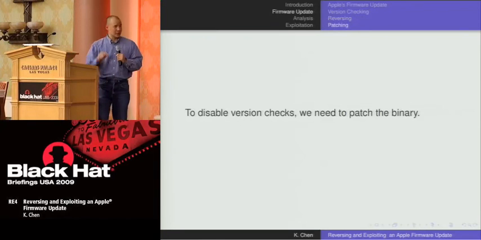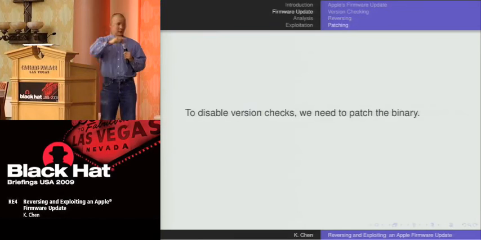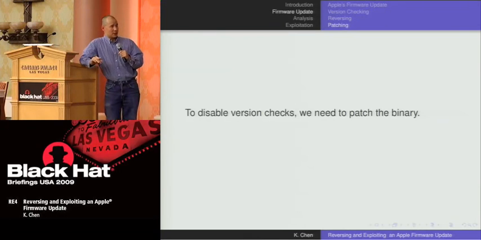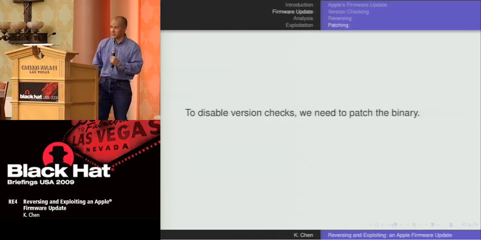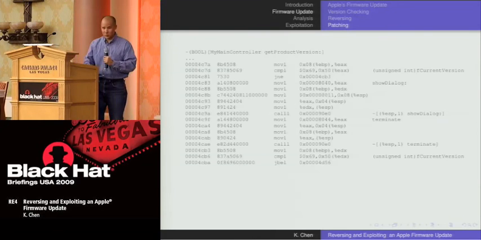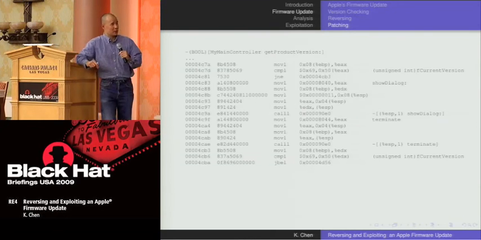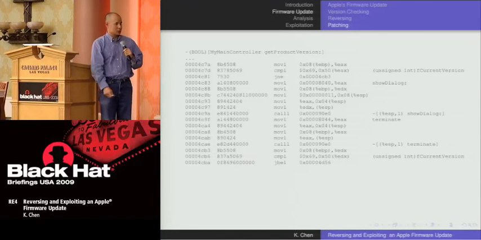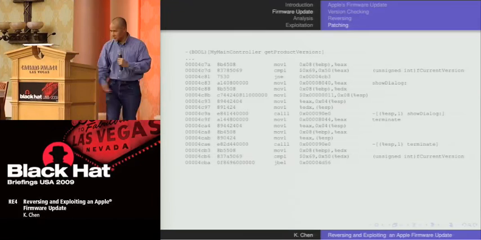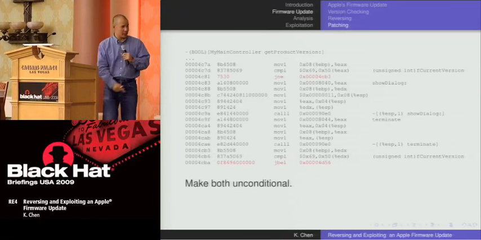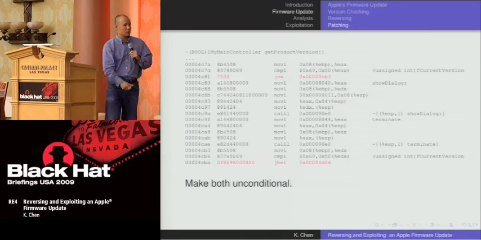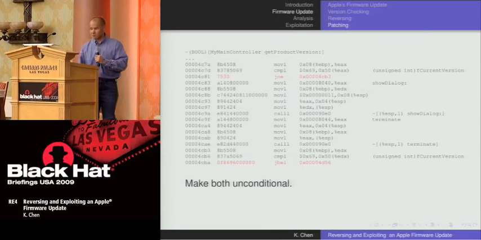Okay, so this aluminum firmware update thing puts up that message, and what we want to do is disable those version checks. We need to patch the binary. So there's this other thing inside my main controller class, and we have to patch it. The patch is, see that red thing? We see those two red lines. Those instructions, we make them both unconditional jumps.